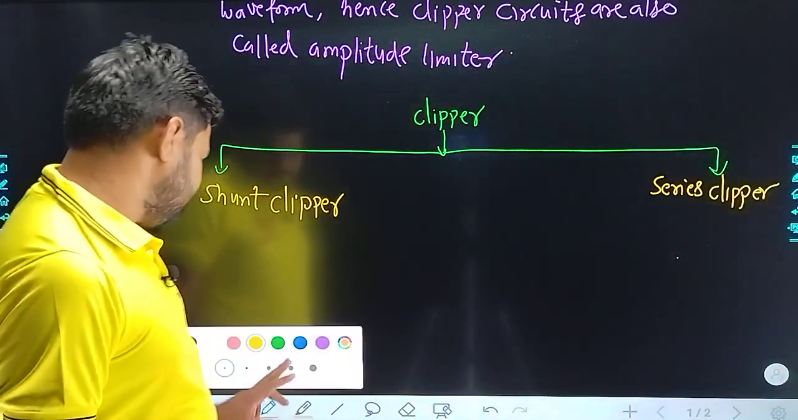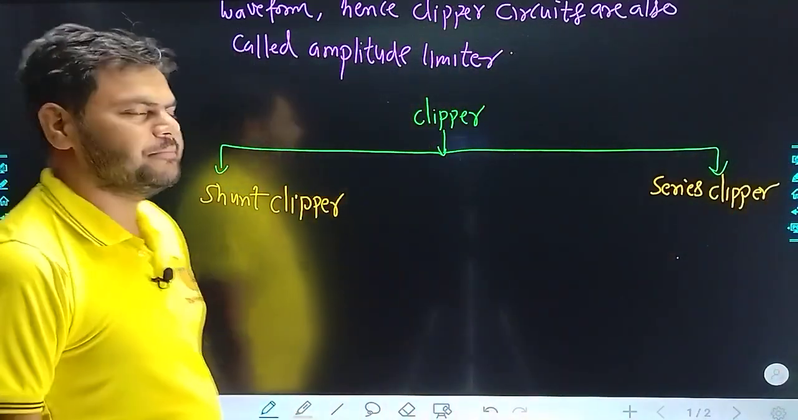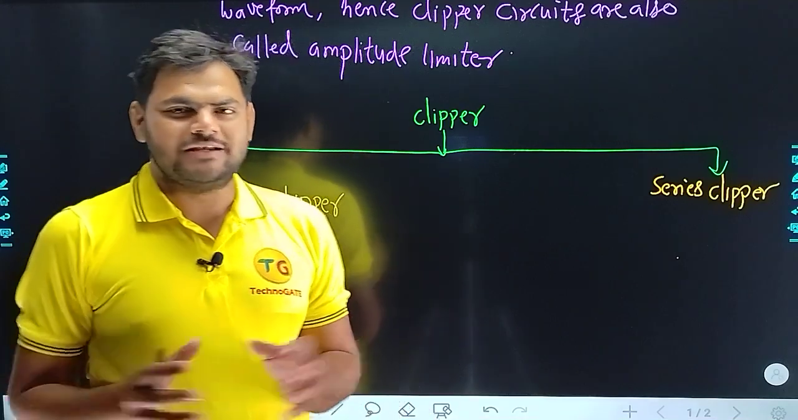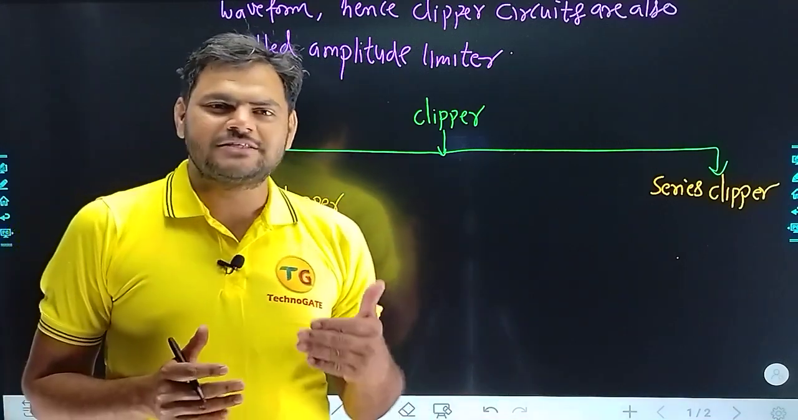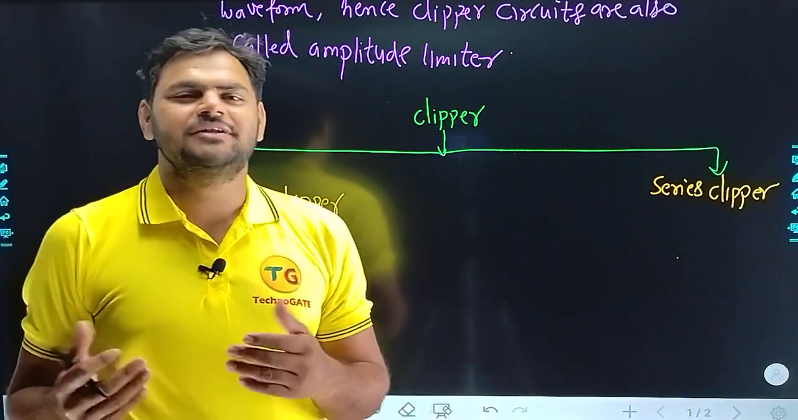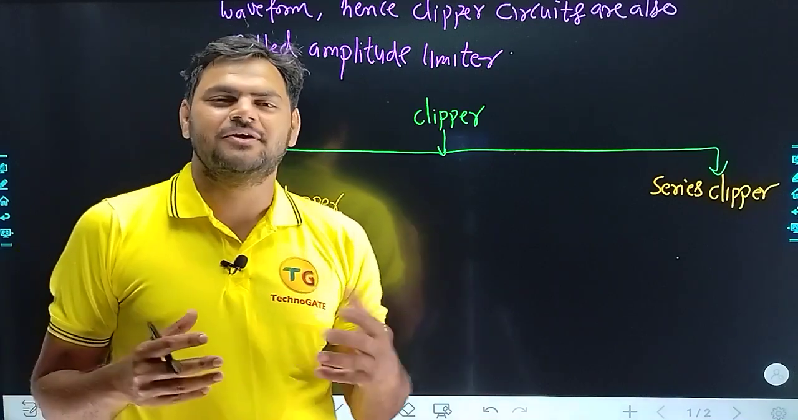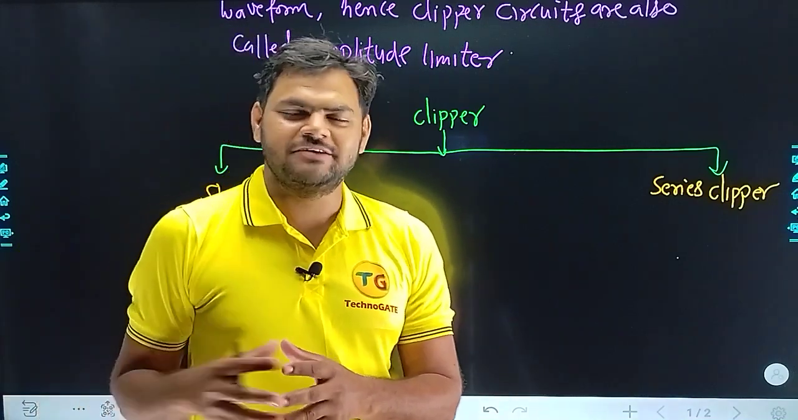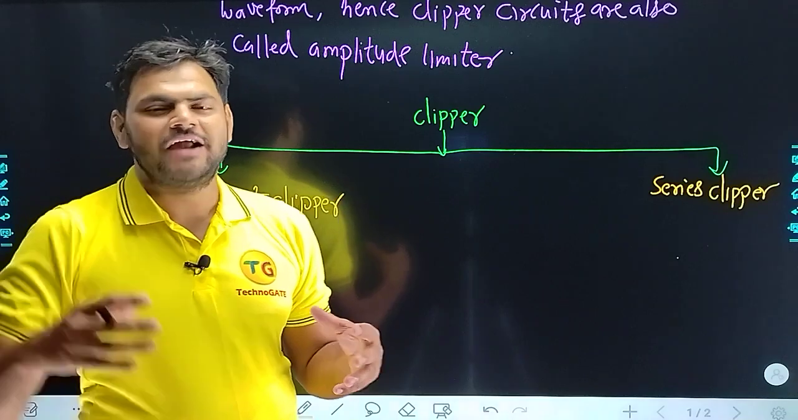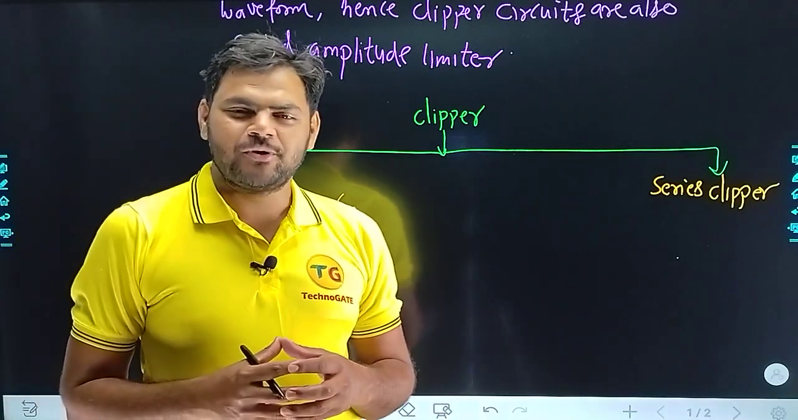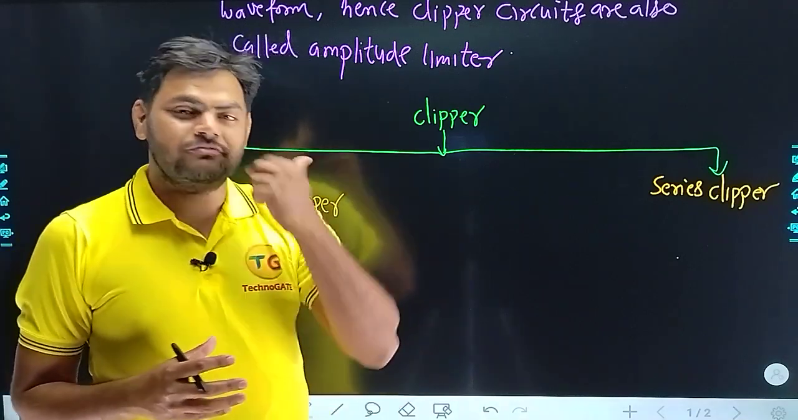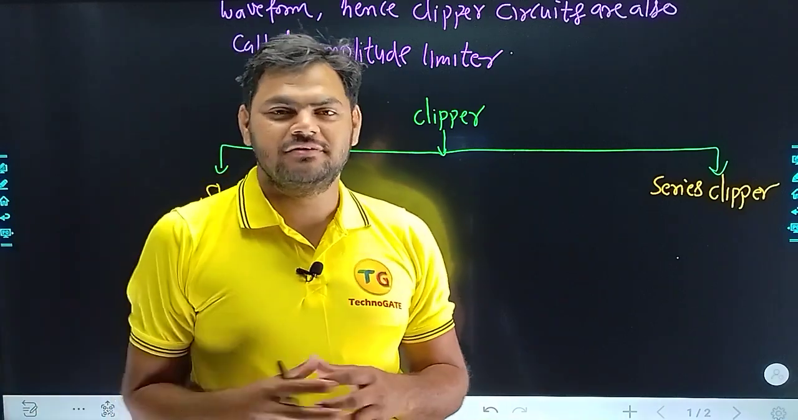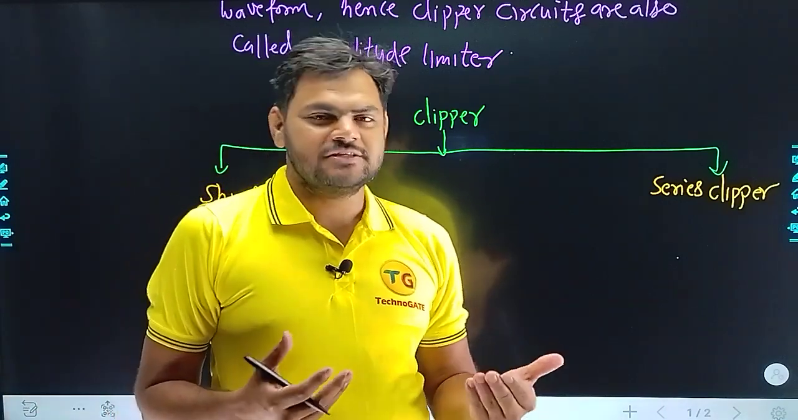So if we say what is a shunt clipper, we must say in one line: if V0 is taken in shunt with the diode, that means V0, the output voltage. Basically, we have applied some input waveform and we are generating the output waveform. If this generated output waveform is taken in shunt with the diode, then it is a shunt clipper.